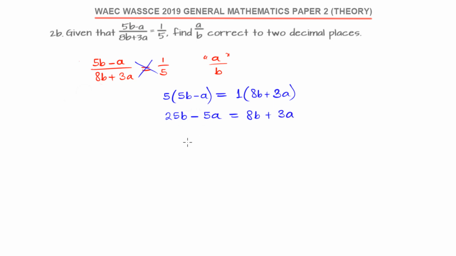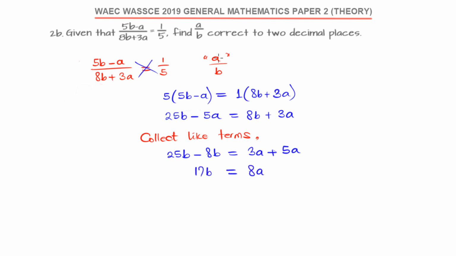Now we can just collect like terms, put the b's together, put the a's together. Move the entries that have b to one side, the entries that have a to another side. So we have 25b. When 8b moves to the left hand side, that becomes minus 8b is equal to 3a. When minus 5a moves to the right hand side, that becomes plus 5a. 25b minus 8b is 17b. 3a plus 5a is 8a.